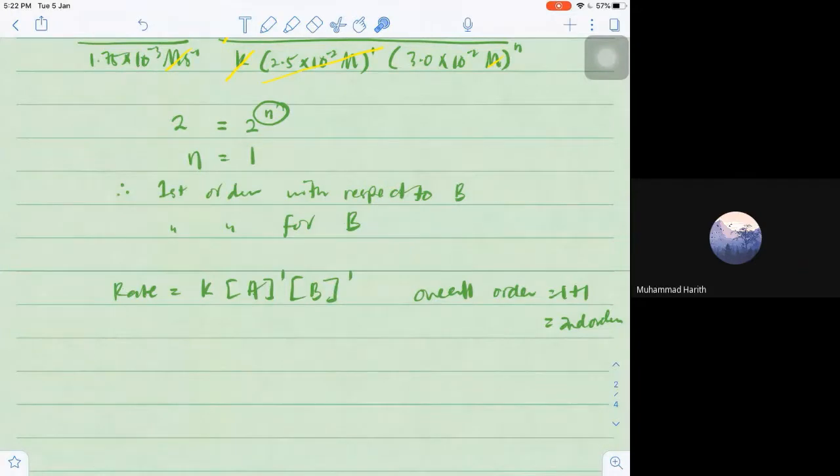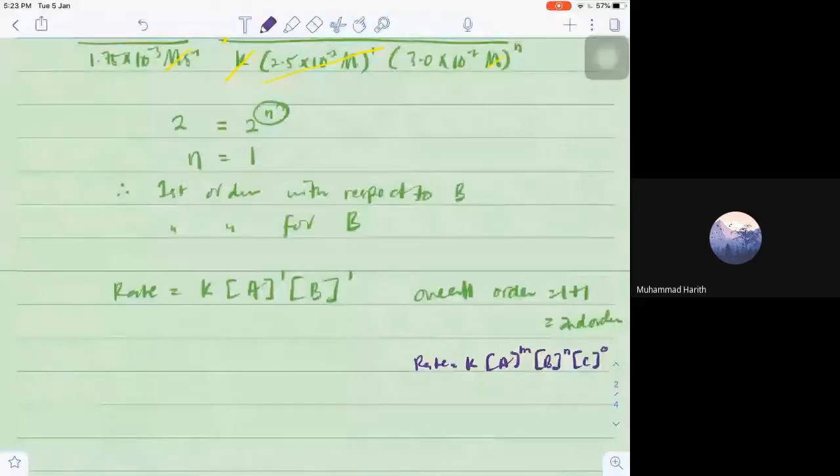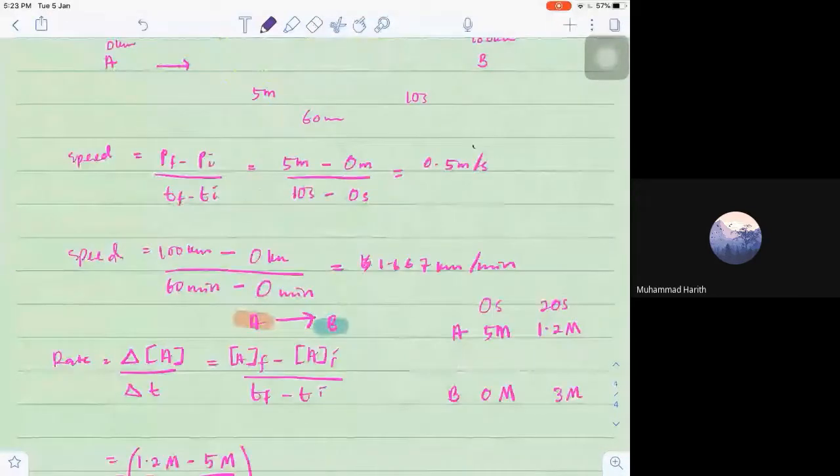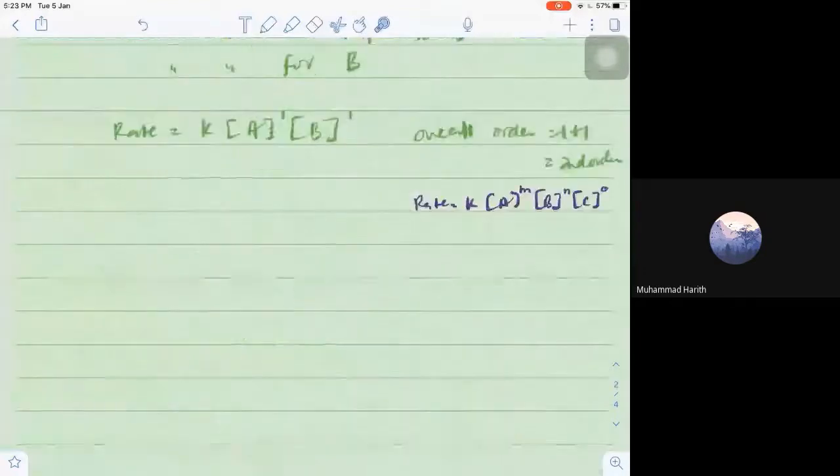After we have the order for each reactant, it is not necessarily that the reaction occurs with only two reactants. We can have more than two reactants: 3, 4, 5, depending on the reaction. If, let's say, we have reactants A, B, C, D, the rate law will be rate equal to K, A power of M, B power of N, C power of O, D power of P, for example. But if we have only 3 reactants, A, B, C, then the overall order will be M plus N plus O. Then we will get the overall order.